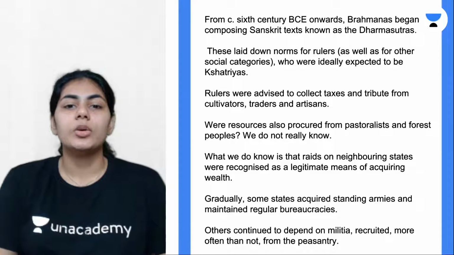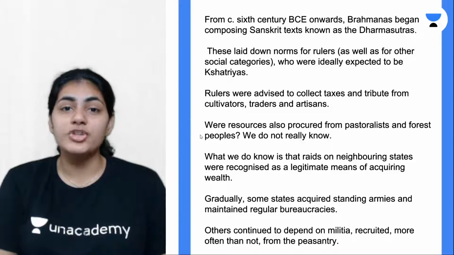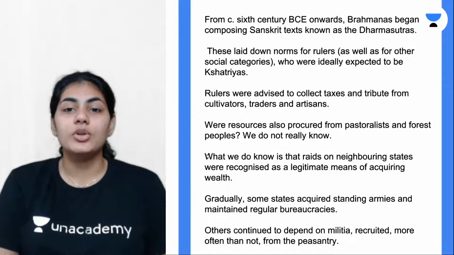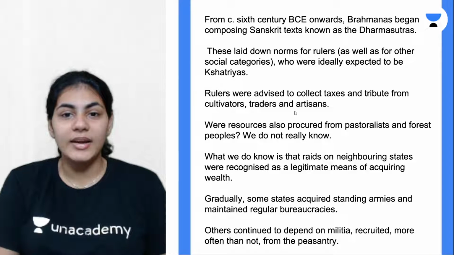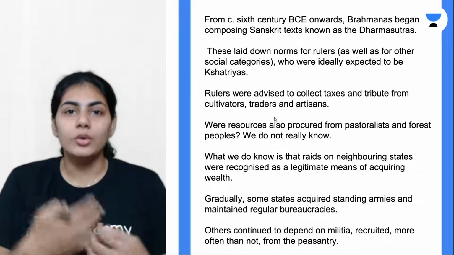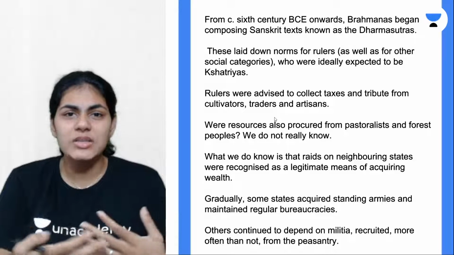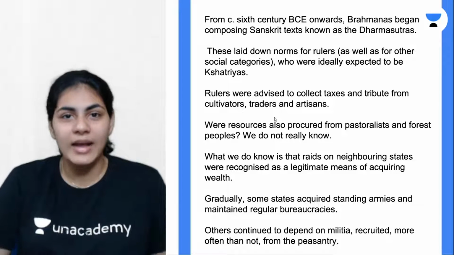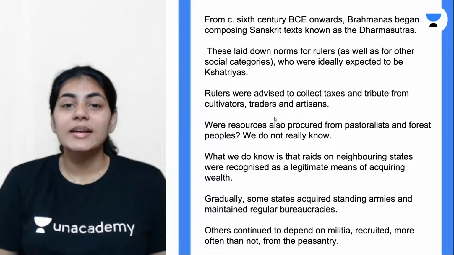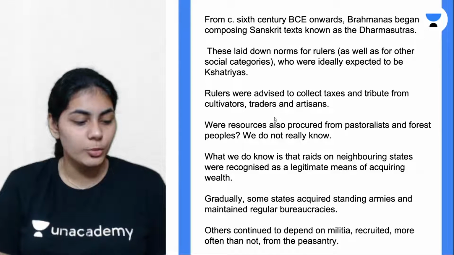Yeah. So it's also mentioned that as a ruler or as a Kshatriya king, they are supposed to collect taxes from cultivators, traders, and artisans, because that is the only source of income for the state, and only then will the state have these resources to build fortifications and maintain armies, right? So that's why it was very important to collect taxes from these different groups of people.